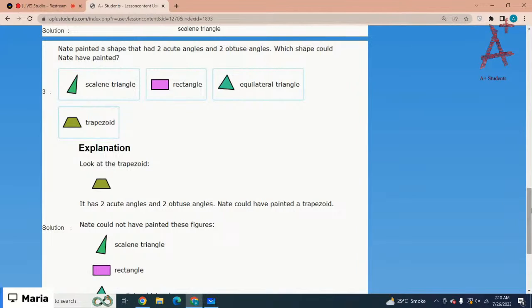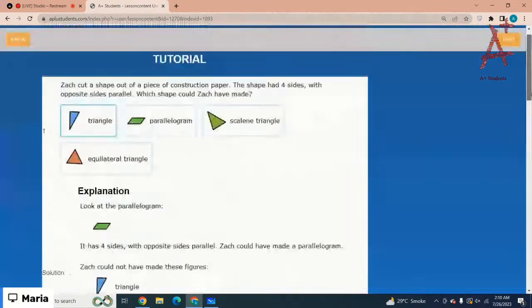So you have two four-sided shapes. One of them is a rectangle and then a trapezoid. Rectangle has all four angles that are right angles, but trapezoid has two acute and two obtuse. That means Nate could have painted a trapezoid. Got it? Let's just start with the practice questions.